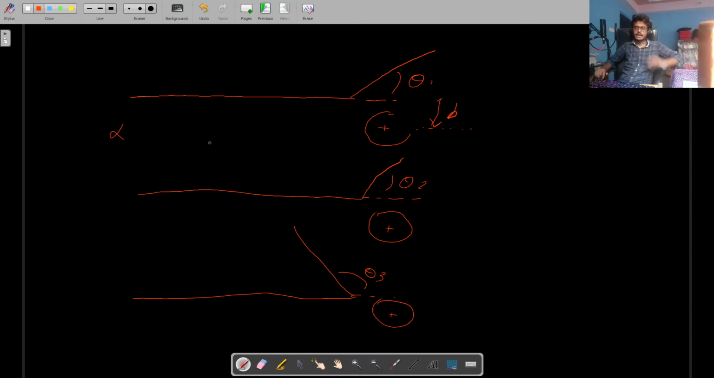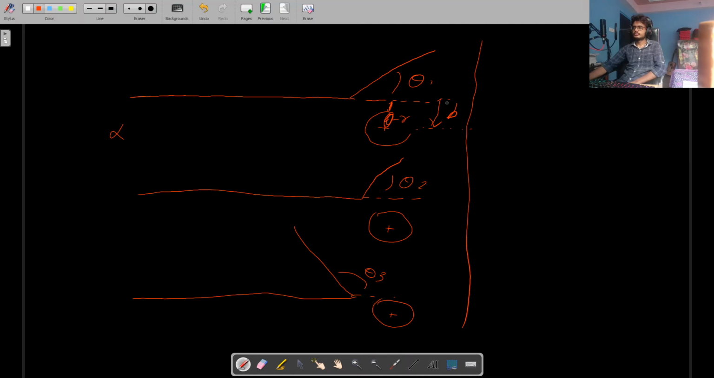Radius is also calculated. Half of the diameter is also taken into account. So when you calculate the radius, and the distance between the actual path of the alpha particle if the positive charge was not there, that distance is also taken. So this distance plus the radius of the atom or the nucleus. Okay, so there is a straightforward formula for this.